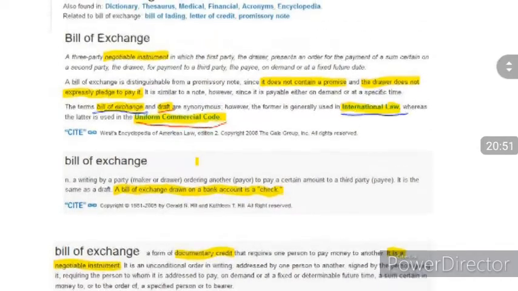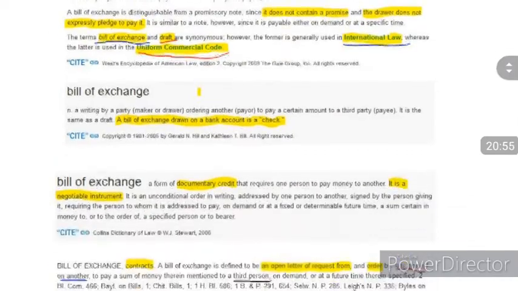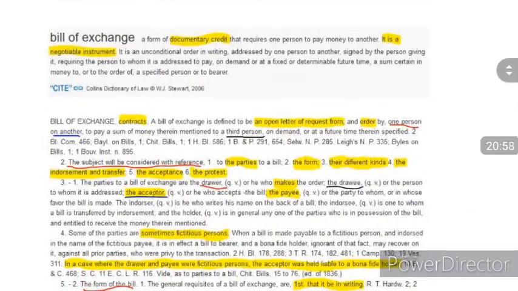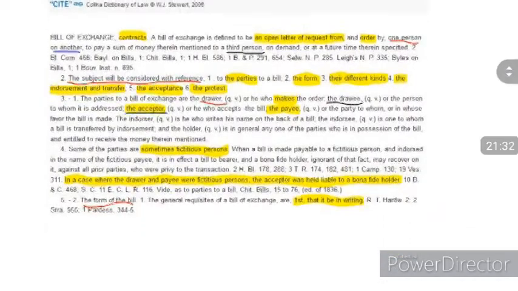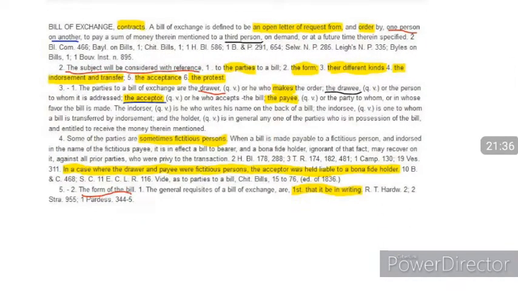Let's move on. Bill of exchange, the form of documentary credit. I just like the way it puts that. That's particularly important if you understand the difference between credit and debt instruments. It's a negotiable instrument, and go look those terms up if you're not familiar with credit and debt instruments to know the difference. Bill of exchange. Yeah, this is in contracts.